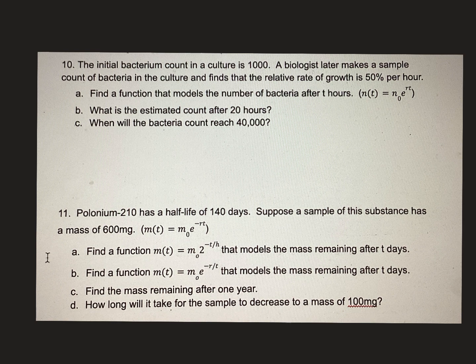Number 10, a similar type question. Initial bacteria count is 1,000. A biologist later makes a sample count. The culture finds rates of growth, so 50% per hour. Part A, find the function. So same deal. N of t, the initial amount was 1,000, e, growth rate's 50%, that's 0.5 times t. Okay, there's part A. Part B, estimate after 20 hours. So I'm going to put 20 in for the time. 1,000 e to the 0.5 times 20, which gives me a lot of bacteria.